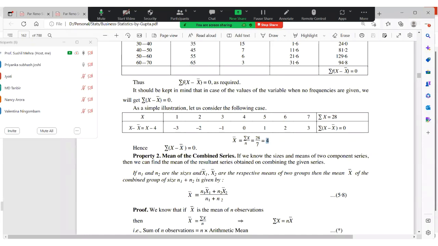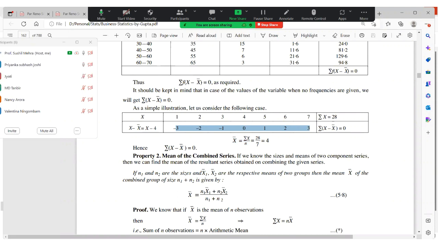x minus x bar, x minus 4. 4 is the mean, right? 1 minus 4 is minus 3. 2 minus 4 is minus 2. 3 minus 4 is minus 1, and so on. If you add these numbers, the answer is 0, right?